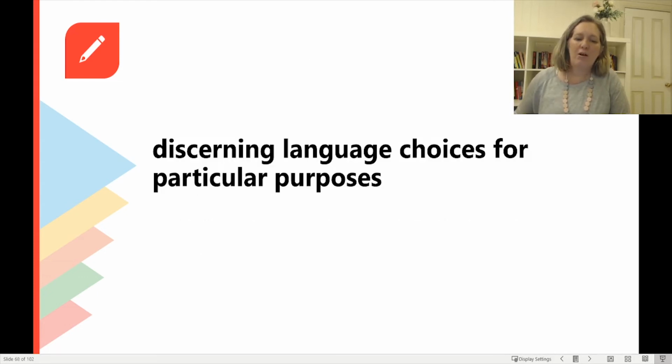So discerning language choices for particular purposes. Now, a lot of people think that this means that big words are better words, but it's not always the case. So we need to choose the most appropriate word for the situation.